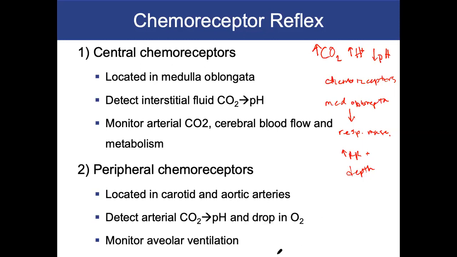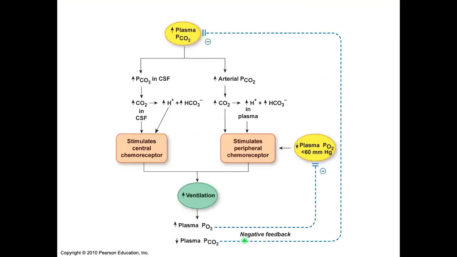The chemoreceptors are a little bit different in how they function. The central chemoreceptors are in the medulla oblongata. They detect your interstitial fluid CO2 and your pH. They're going to monitor arterial CO2, cerebral blood flow, and metabolism. Your peripheral chemoreceptors detect arterial CO2, pH, and a drop in oxygen. So these peripheral chemoreceptors are also sensitive to a drop in oxygen, and they're going to monitor alveolar ventilation.